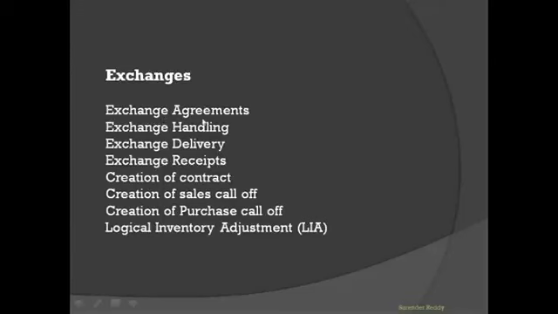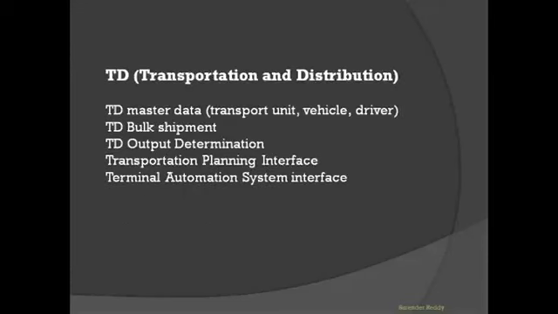So this exchange agreement involves a sales contract and a purchase contract. Why? Because we are buying and we are selling at the same time. Exchange means we are buying and we are selling. And creation of sales call off and purchase call off means the contract execution. Execution we call a call off, sales call off and purchase call off. This is about exchanges. And the next functionality is TD, transportation and distribution.